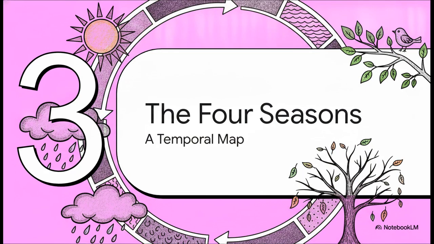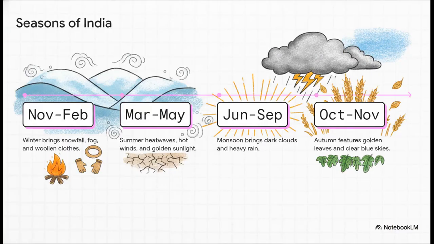All right, part 3, the 4 seasons, a temporal map. So let's walk through how this plays out across the calendar year. From November to February, we've got winter. Picture thick fogs, bonfires, people bundled up in woolens, and heavy snowfall up in the Himalayas. Then from March to May, summer takes over.